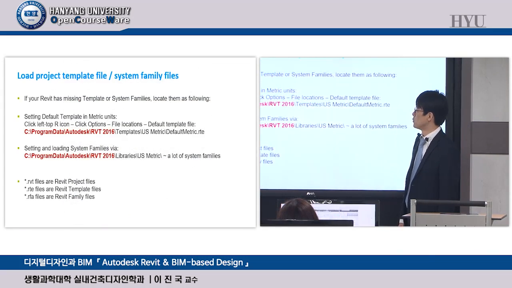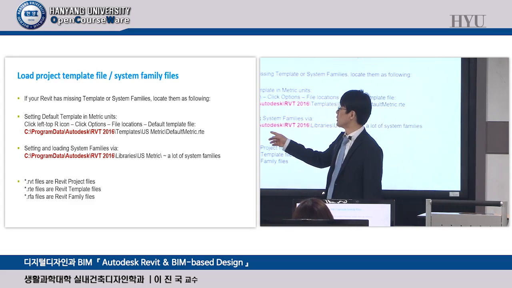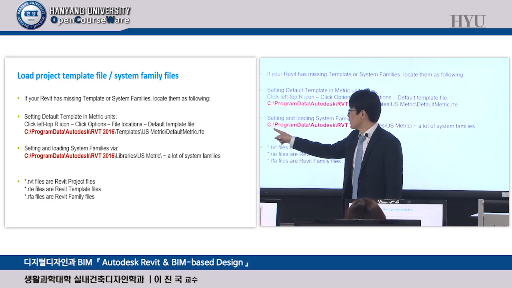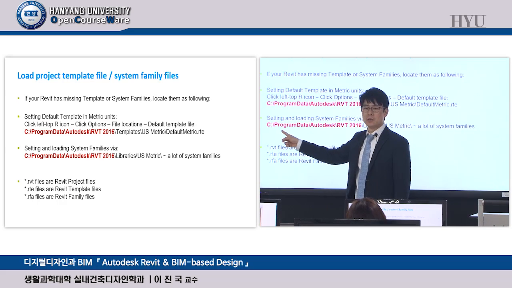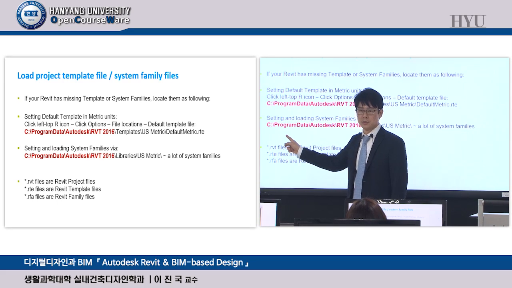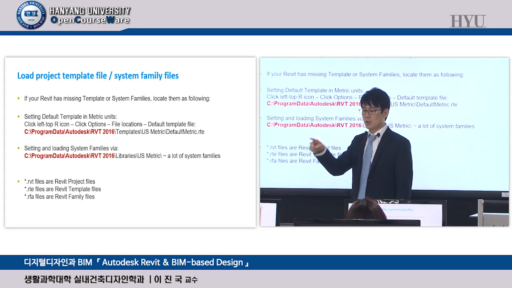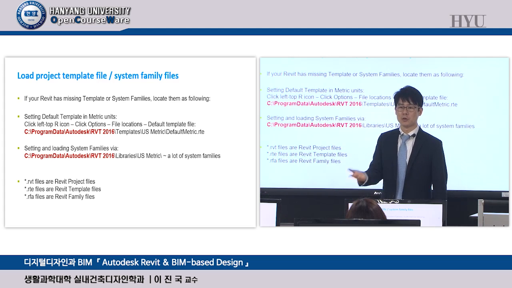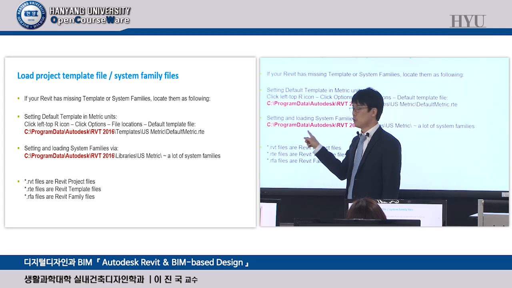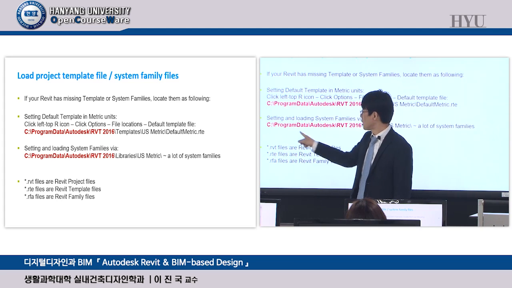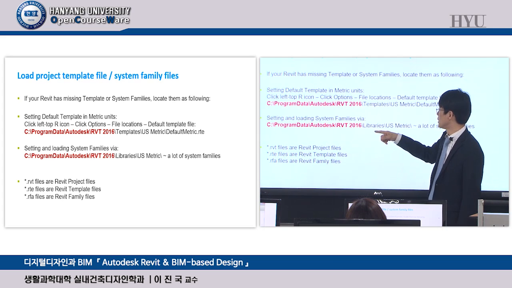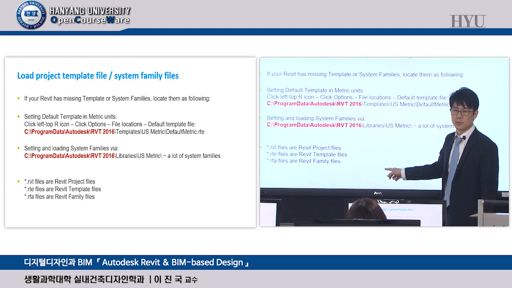These are the interface we reviewed before. One thing you need to remember is the location of the template or library. On the C drive, there is ProgramData. This is usually a hidden folder. So you have to unhide hidden folders in your folder options, okay? If your computer doesn't list the ProgramData folder. Under ProgramData, there is Autodesk and Revit 2016. Under this folder, you can find the template, library, and so on.